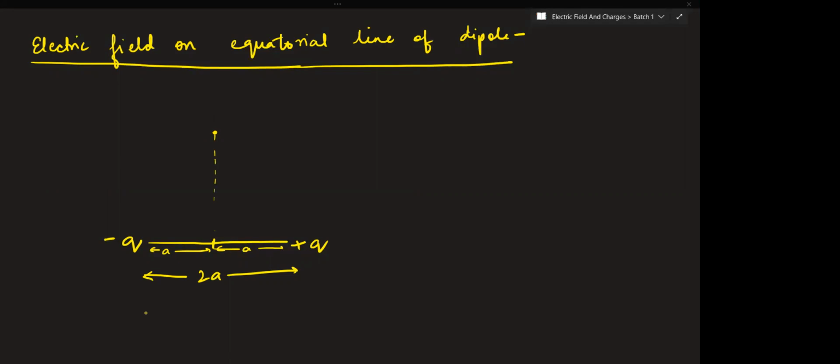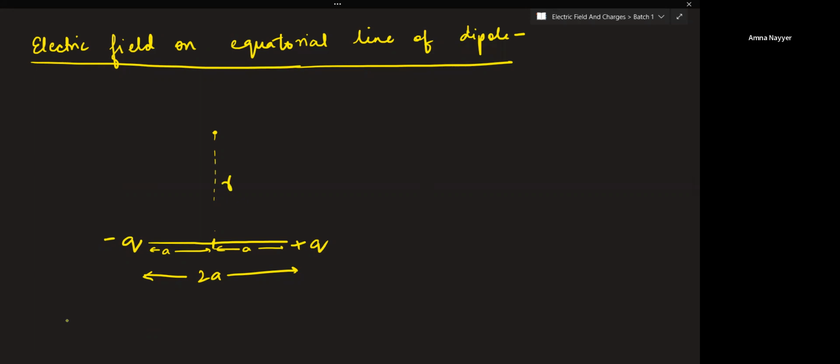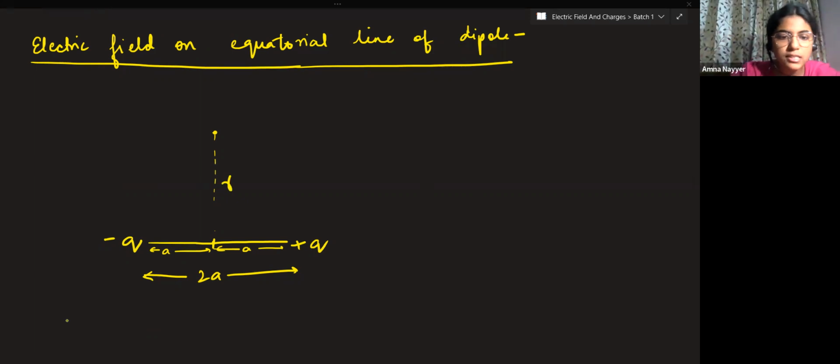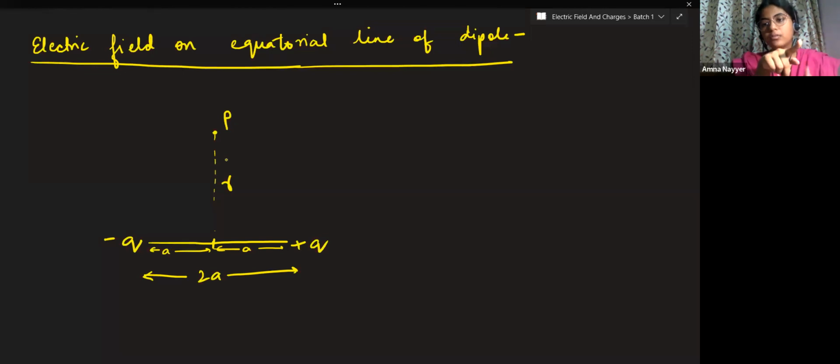Now, in case of the axial line, we had the point within this axis. Regarding the equatorial point, it is considered whenever you have the separation, you can take the separation as R, the R that was previously given. So this now becomes R, this is minus Q, this is plus Q, this is your dipole separated by the separation 2A. Now this is another point, we have taken point P. Now we have to calculate electric field at this point. So this is on the perpendicular line of this dipole, so this becomes your equatorial line of the dipole.